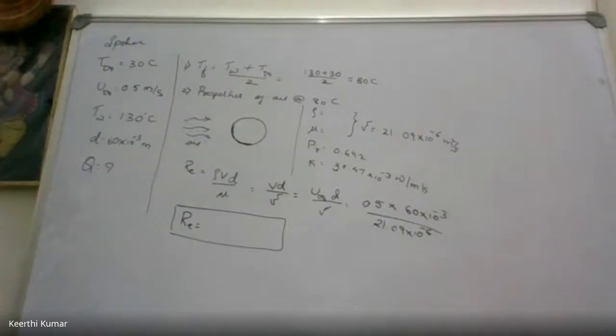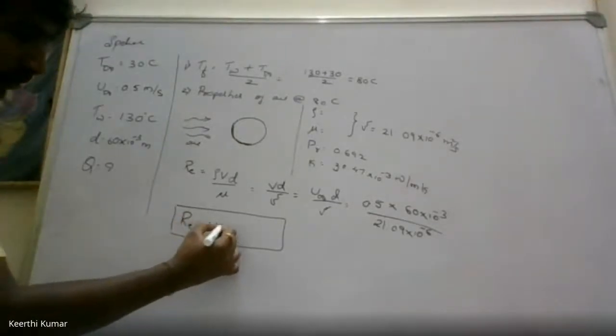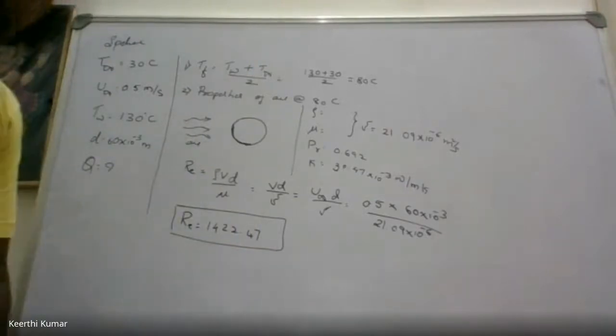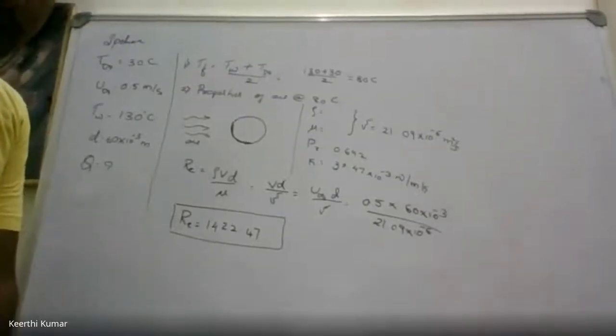Okay. Himanka has given the answer 1422. Let's check. 1422.47. So after the Reynolds number, what we did in the plate, do you remember? We have written a note. Okay, what is the note we have written?